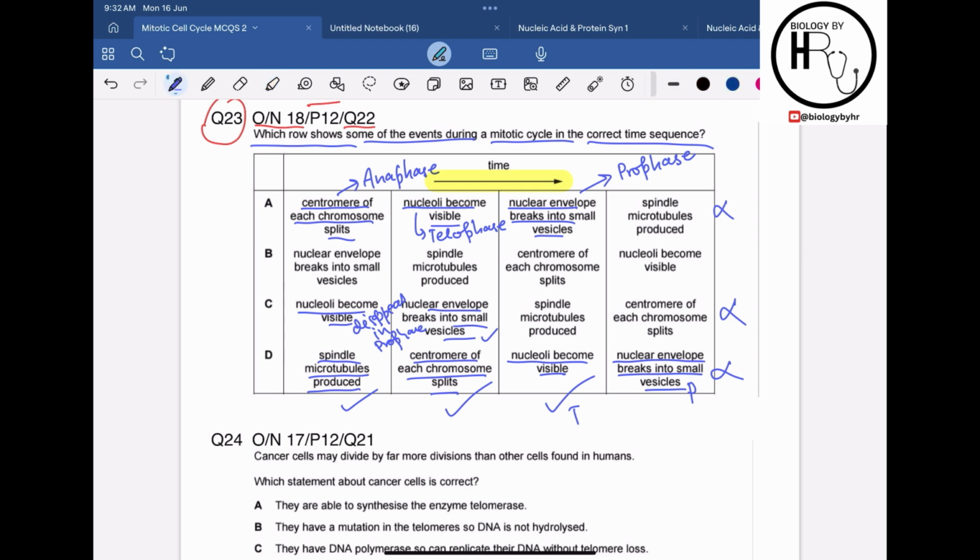So the correct answer over here would be option B, क्योंकि यही बचा है हमारे पास. Let's read the option. Nuclear envelope breaks into small vesicles, जो कि हमारे पास प्रोफेज में होता है. स्पिंडल माइक्रोट्यूब्यूल्स प्रोड्यूस होते हैं उसके बाद, and then the centromere of each chromosome splits in the anaphase and the nucleoli becomes visible in the telophase. This is giving the whole correct sequence, right? So option B is the correct answer over here.